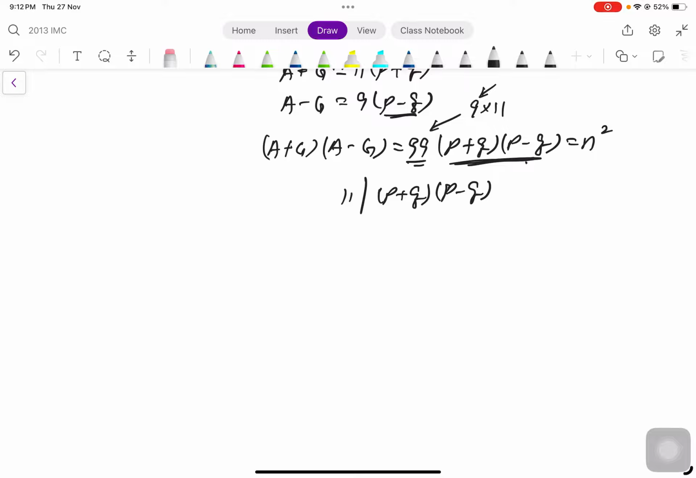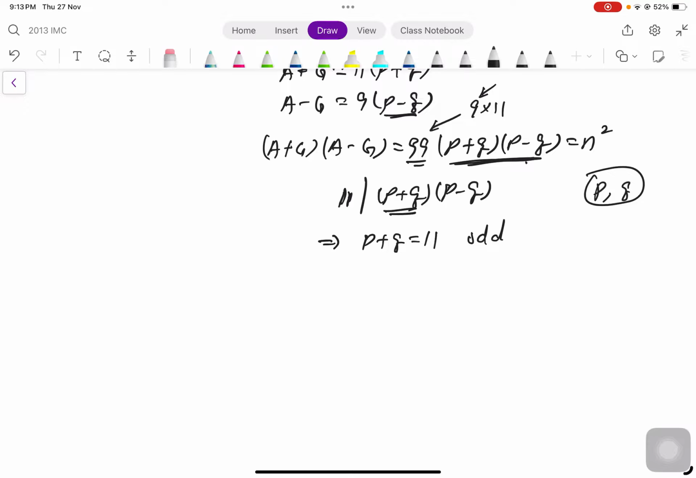The only way is that P, because P plus Q is bigger, right? P plus Q is bigger. Therefore, we say that P plus Q is equal to 11, which is odd. Don't forget, P and Q are single digit. Therefore, P plus Q maximum can give you 11, right?